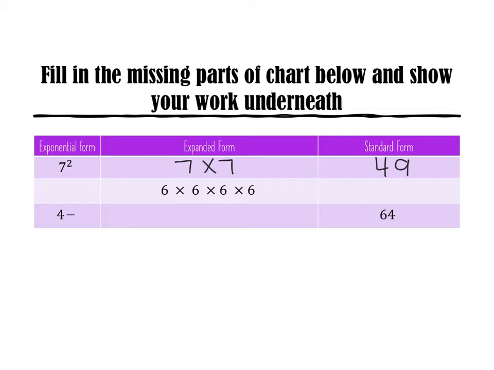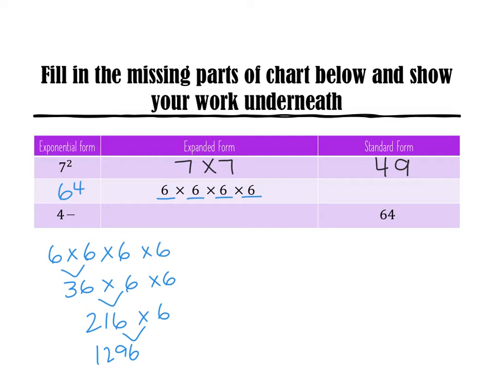Okay, for our next one, you can see we have 6 as our base, and it's being multiplied 1, 2, 3, 4 times, so 6 to the 4th power. So we need to multiply 6 times 6 times 6 times 6. I'm going to pause the video. You go ahead and do that and check it if you need to in just a second. All right, so when I multiply it out, I get 1,296.